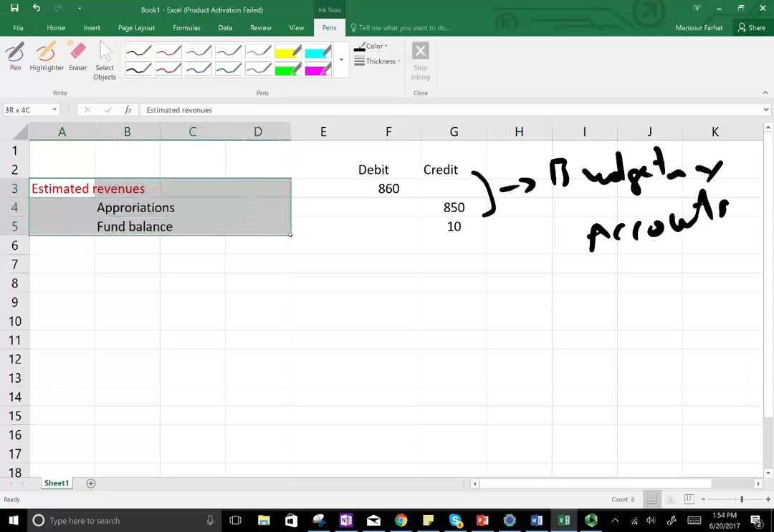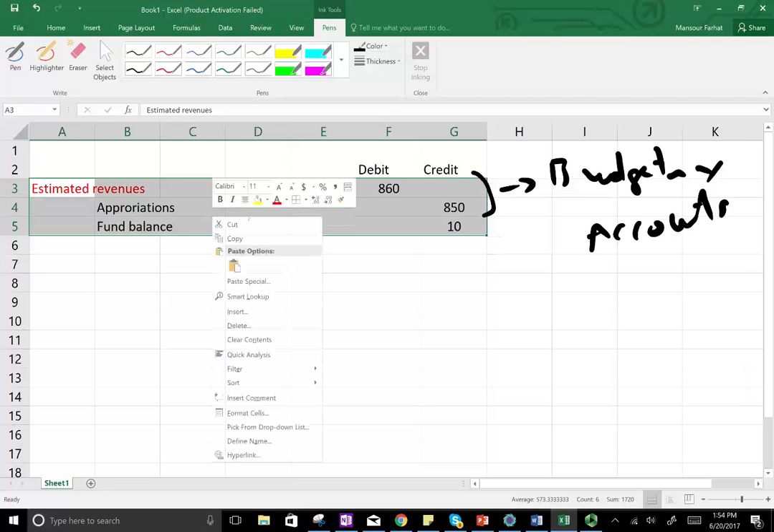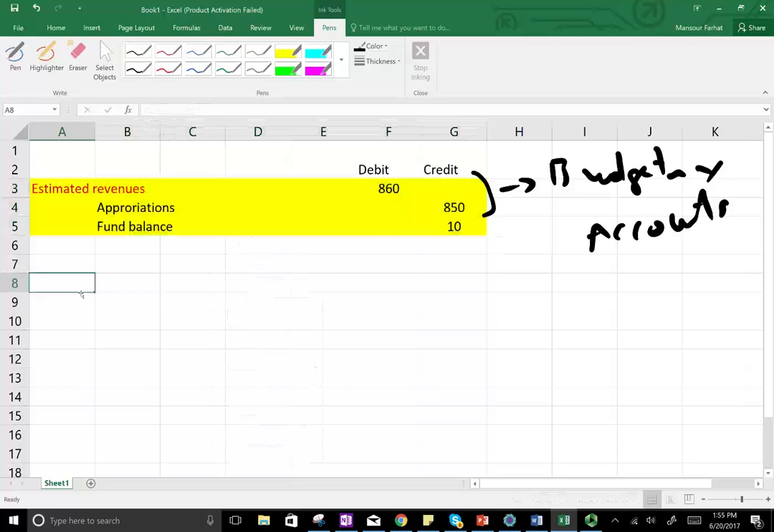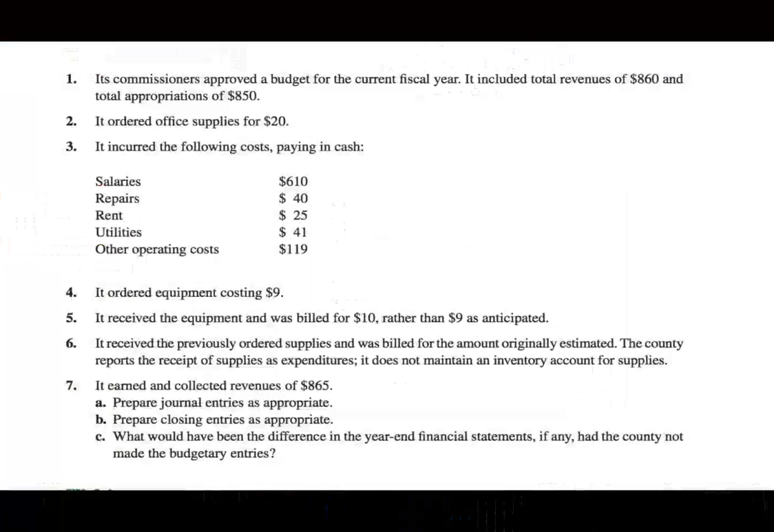Now, this is a budgetary entry, and I'm going to highlight it in yellow. And you might be asking why. We're going to come back at the end and close this entry. Budgetary entries are closed at the end of the period. So this is the entry that's going to be closed, and it's going to be closed exactly the opposite way that entry is highlighted. So you always reverse this entry. We're done with this journal entry.